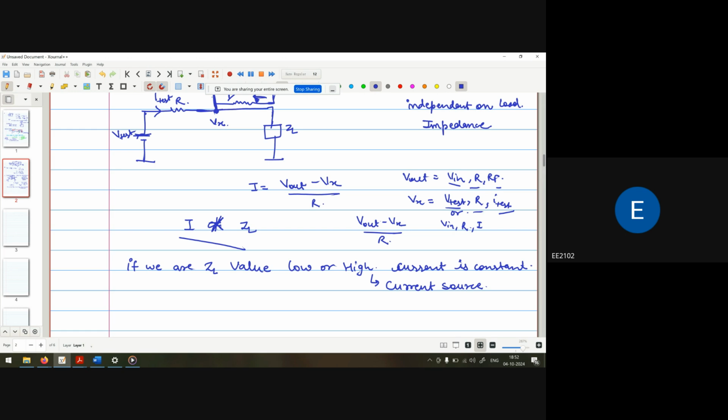So if I am using a voltage source and convert this particular voltage source into a current source using the operational amplifier, it is called the Howland current source.